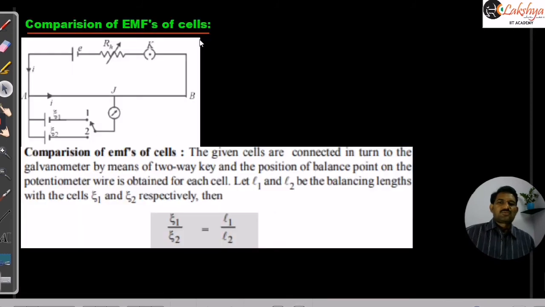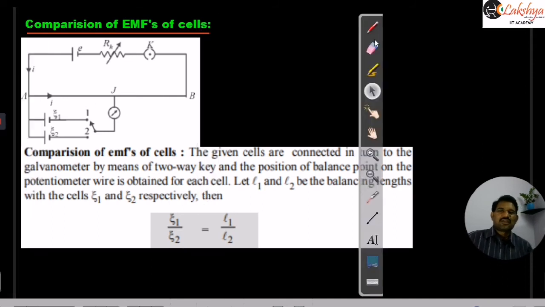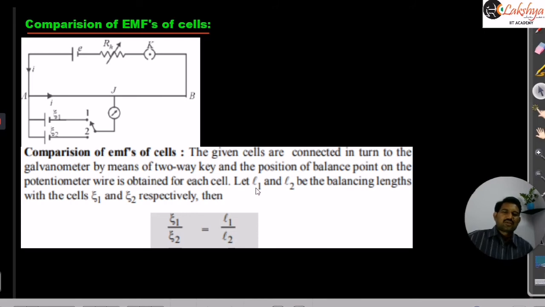So this is a comparison of the EMF of the cells as we discussed now. Just this E1 is a balancing length for this L1. L1 is a balancing length when the cell E1 is connected in the primary circuit, and L2 is a balancing length when the cell E2 is connected in this.